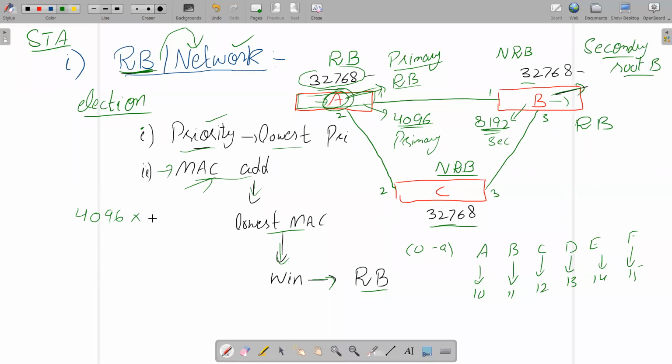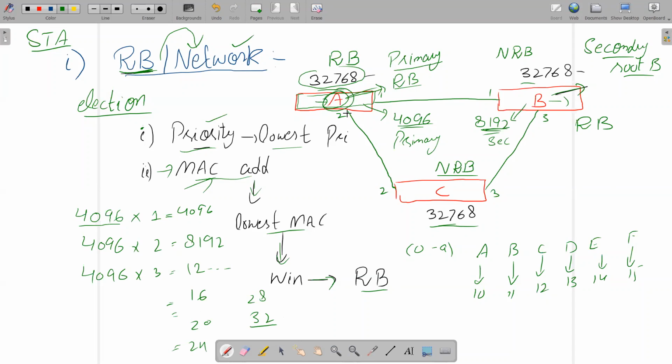For example, 4096 multiplied by 1, 4096 multiplied by 2, and 4096 multiplied by 3. So you need to carry these incremental multiples. You will get 4096, over here you will get 8192, and over here 12,288, and so on, 16, then 20, then 24, then 28, then comes 32,768. So you can only use this kind of values, the incremental value of 4096, or you can say the multiples of 4096.